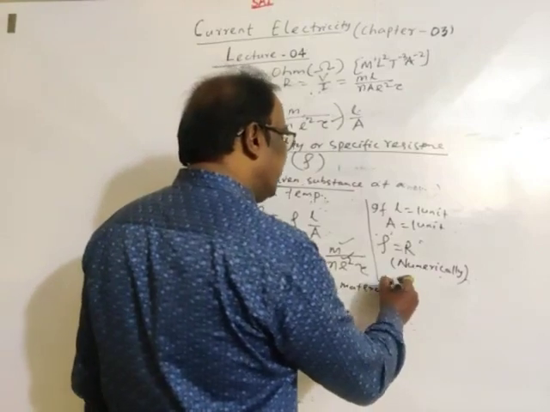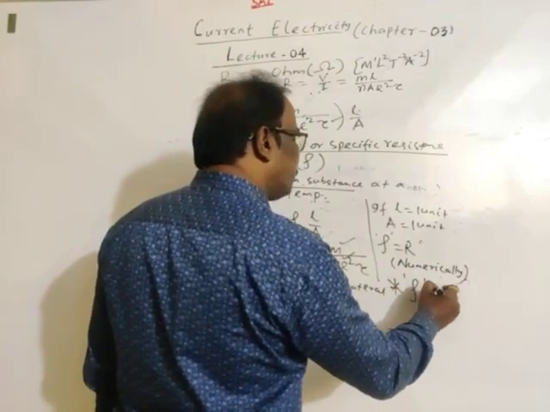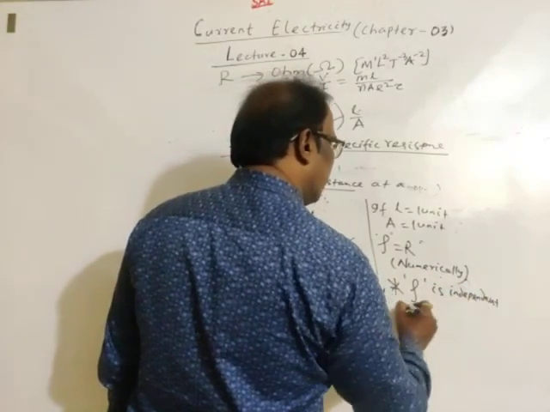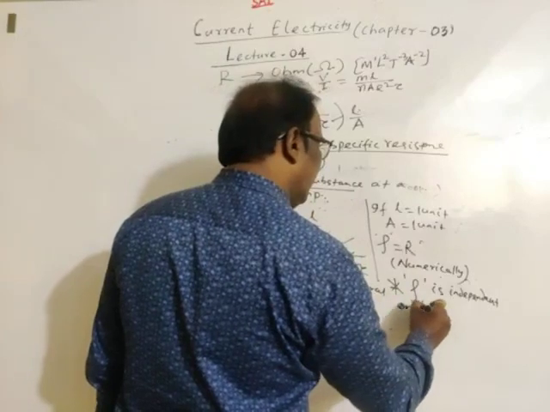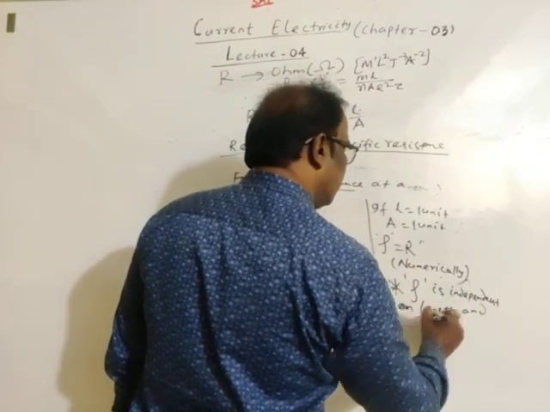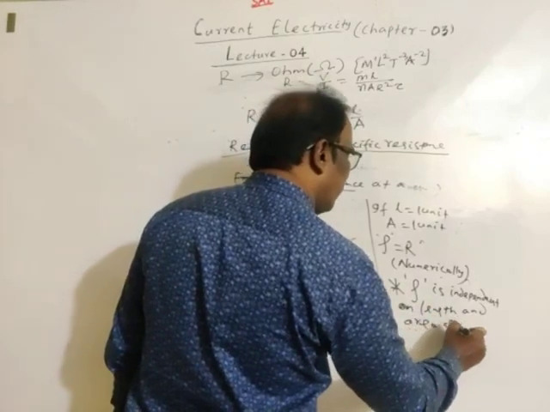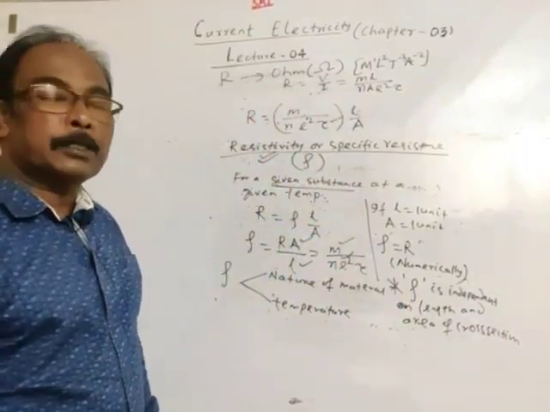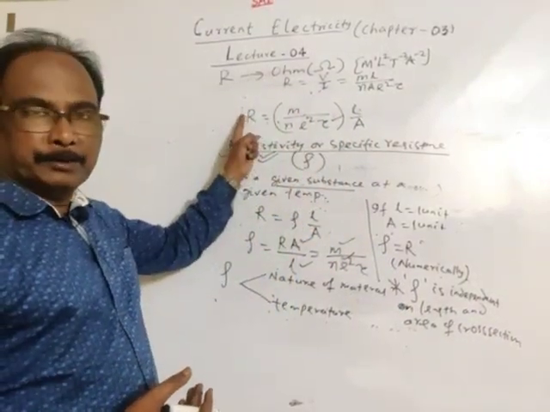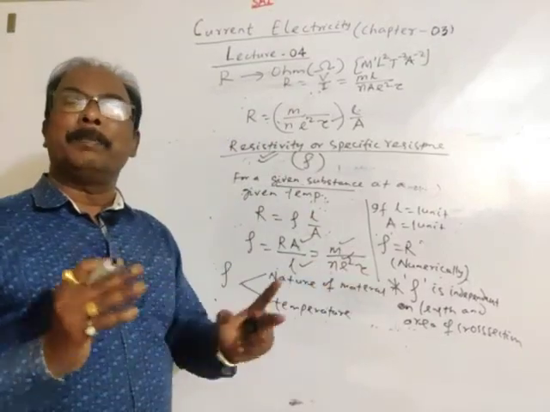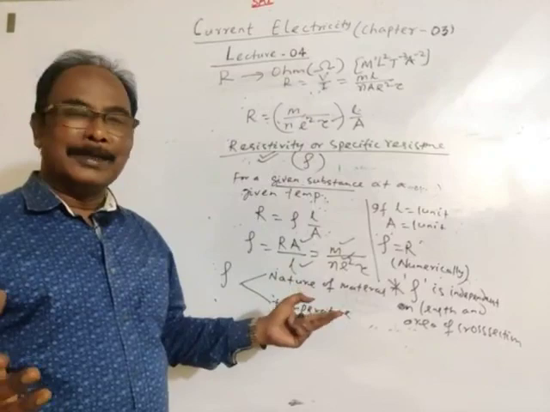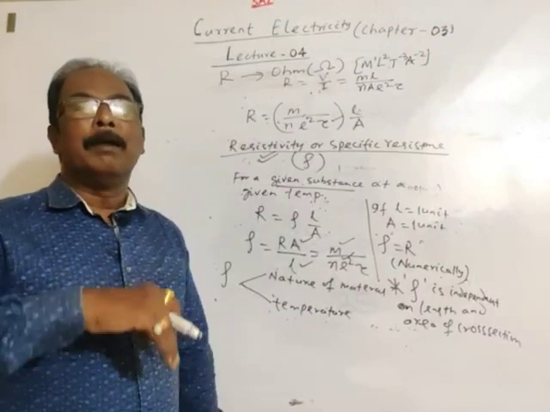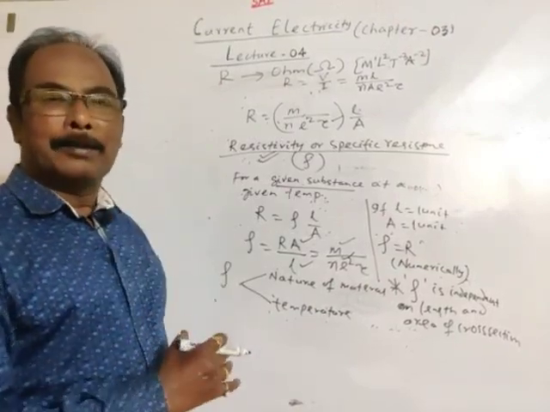Very important, resistivity is independent of length and area of cross section. If length and area of cross section change, then resistance may change. But resistivity is independent of length and area of cross section. Resistivity depends upon nature and temperature. Resistivity is independent of the length of the conductor and the area of cross section of the conductor.